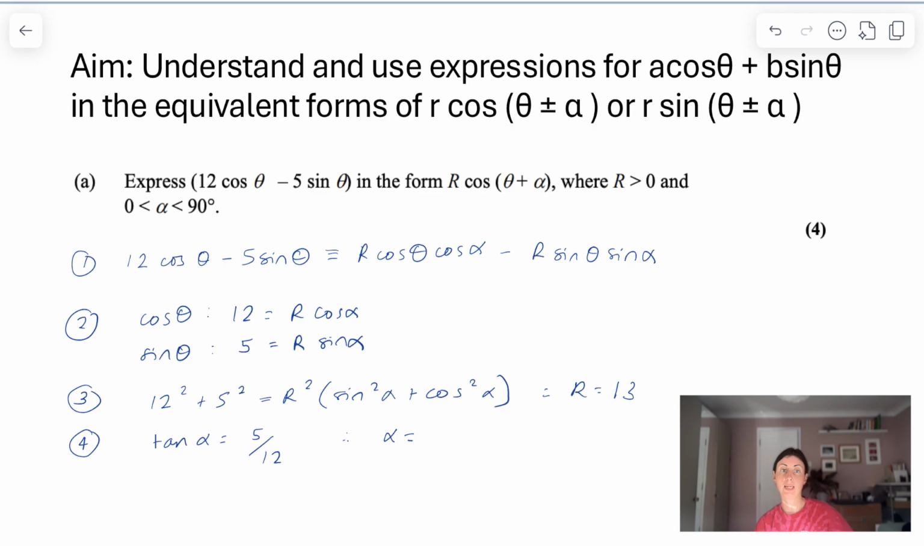So that they can retrieve it later on, emphasizing that they shouldn't really ever be using rounded values partway through a question. And then you do really want to invite them to write this out. It says express it in the form, so that's 13 cos... great.